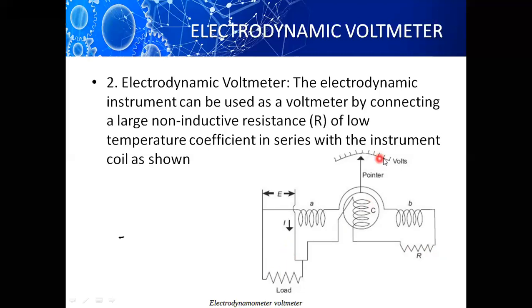And because we are measuring voltage, this meter is supposed to work as a voltmeter. It is connected parallel to the load. Here we have the load, so the measuring instrument is connected in parallel with the load. Instead of just having moving coil and fixed coil, we have a resistance connected in series with the moving coil. Of course, here all the coils are connected in series, and there is another non-inductive resistance connected in series.